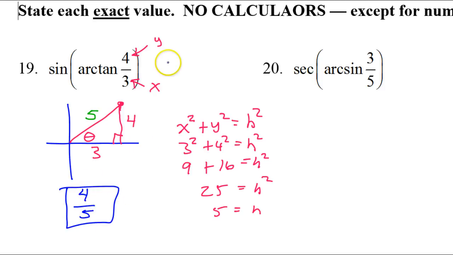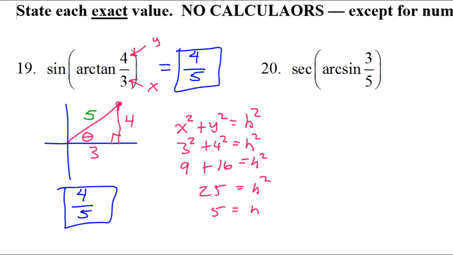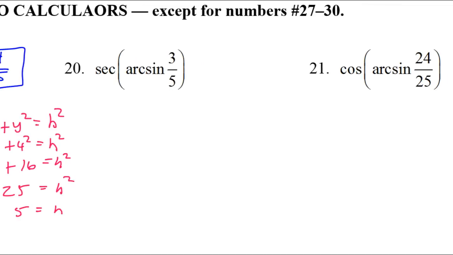All right, so the final answer is going to be 4 over 5. Maybe I'll just put it right here, 4 over 5. So we can find the sine of this angle without knowing what the angle is. It's genius. All right, let's keep going. Arcsine is an angle that we could take the secant of if we knew what it was. Now, we're never going to know what the angle is, but we can draw a picture of it.